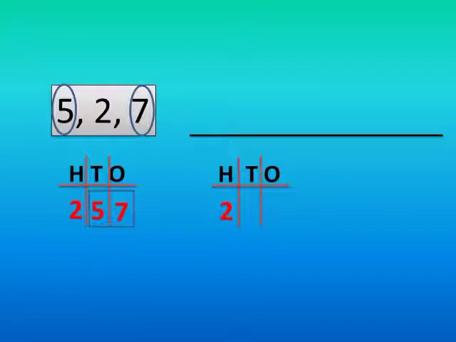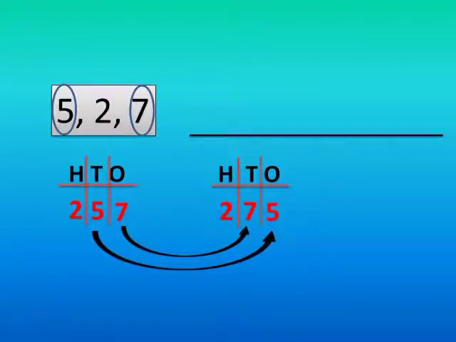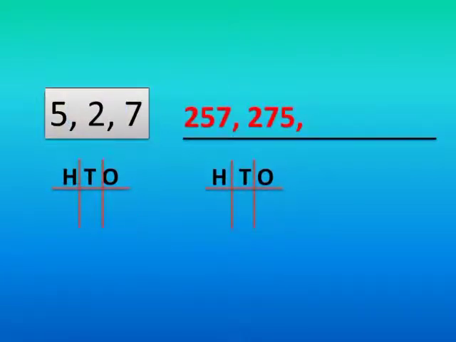Now, by interchanging the digits at tens and ones place, we can form the other number. Here, the given digits at tens and ones place are 5 and 7. When we interchange these digits, a new number formed is 275. Now, we can form another new number by taking 5 in the hundreds column.